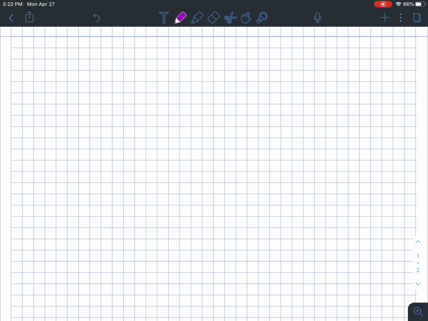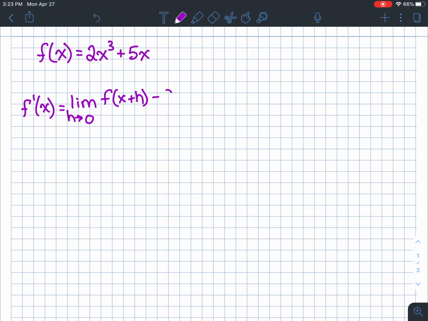Let's try a slightly harder one. So let's say you had f of x equals, say, 2x cubed plus, let's say, 5x. I wanted to do one that had multiple x terms just so you could see what it's like. Okay, so now we've got a cubic function. And if we wanted to find the derivative of it, we're going to need our limits formula. So if we want to find the derivative, f prime of x, we're going to take the limit as h goes to 0 of f of x plus h minus f of x, and the whole thing's divided by h.